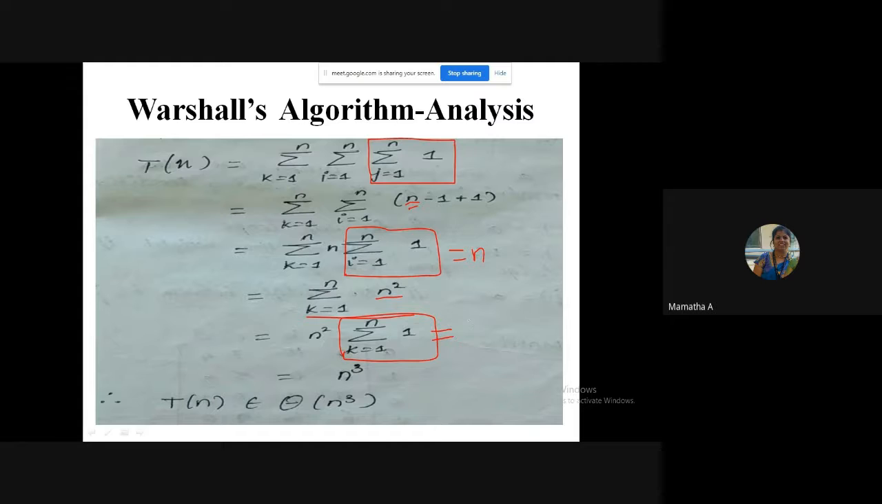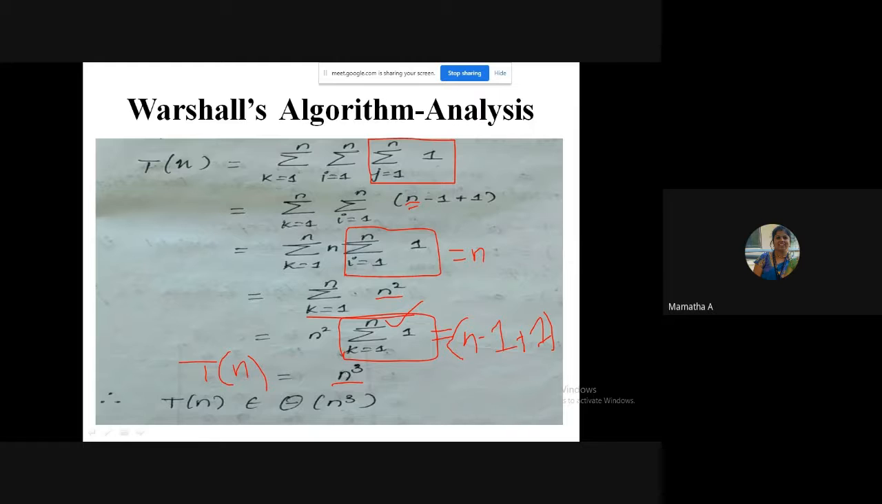Which formula, students, for solving the summation? Again, it will be upper bound minus lower bound plus 1, isn't it? So it is again n. So n square into n gives me n cube. So the time complexity of computing the transitive closure of a given graph will be n cube.